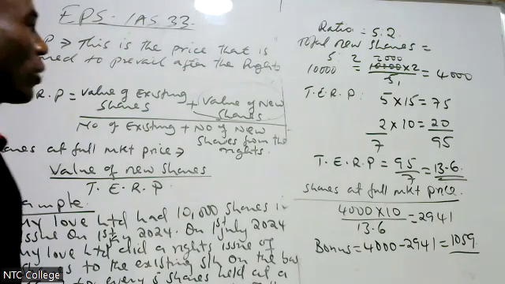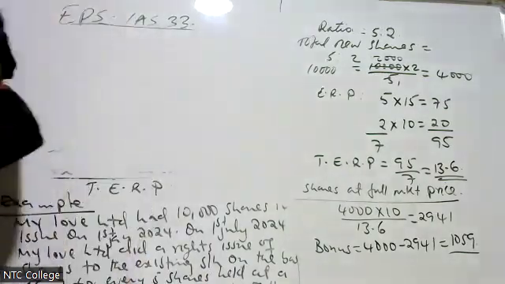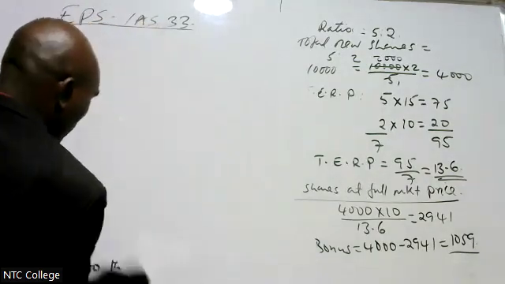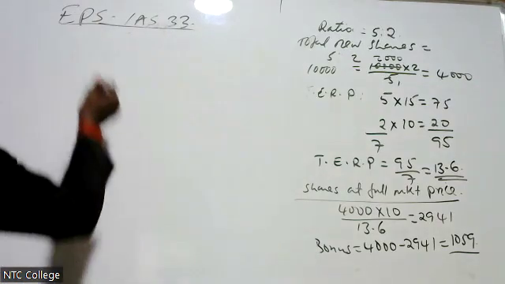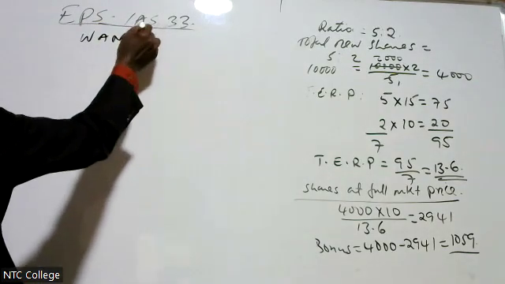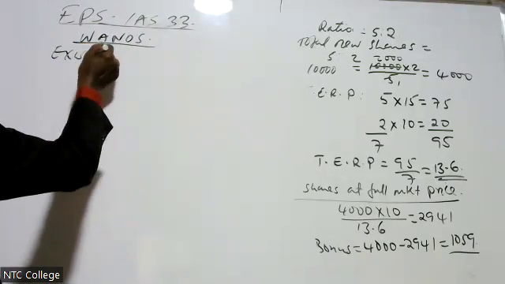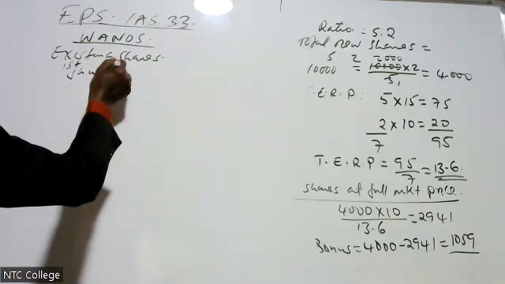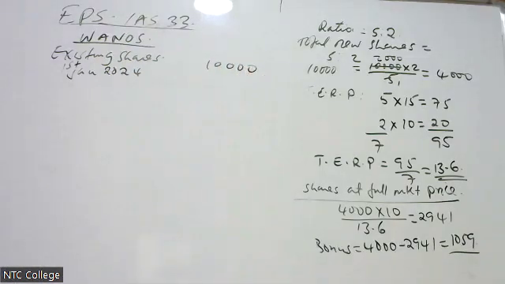Then now let's get the denominator before we finish. Let's get the denominator from our computation, because the examiner wanted us to get the weighted average number of shares. I would say existing shares, that is on 1st January 2024, it was 10,000. That is existing shares, 10,000.